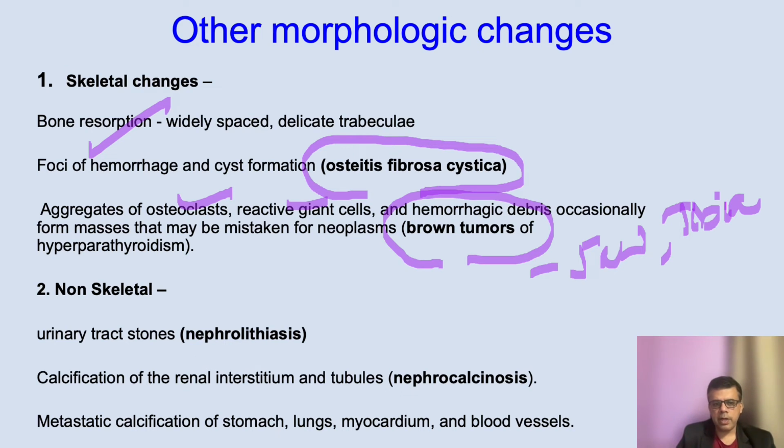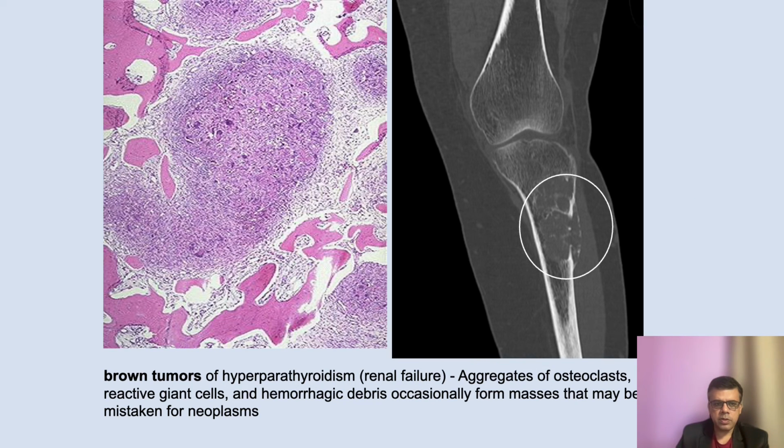For the non-skeletal features, we have already discussed nephrolithiasis, and calcium can also be deposited in the renal tubules, which is nephrocalcinosis. Metastatic calcification can occur in various organs like the stomach and lungs. So excess calcium can get deposited virtually anywhere. Here you can see an aggregate of osteoclast giant cells and reparative connective tissue, and hemorrhagic debris may also be seen.